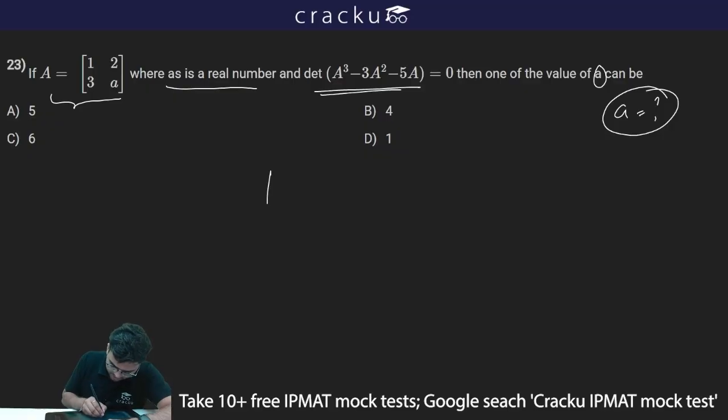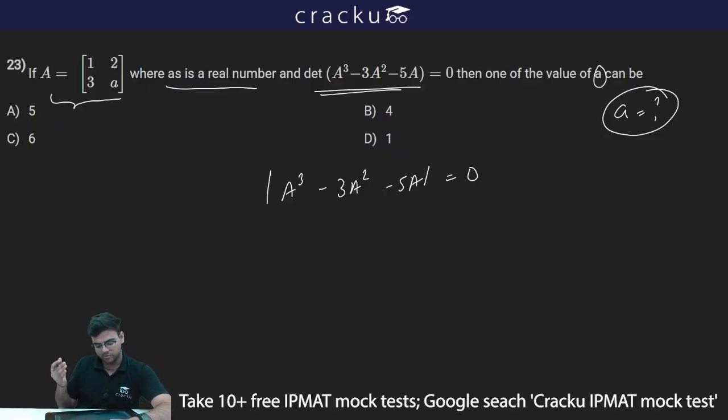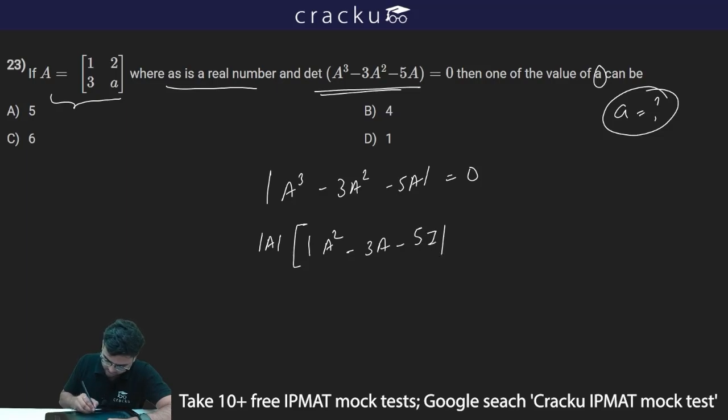First of all, we have determinant of a cube minus 3a square minus 5a given as 0. Now you can clearly see we can take the determinant of a common, because it is an equation which has a determinant common. So if I take this determinant of a common, what I am left with inside is determinant of a square minus 3a minus 5i, since a is taken out. So determinant of a square minus 3a minus 5i is equal to 0 will be left.